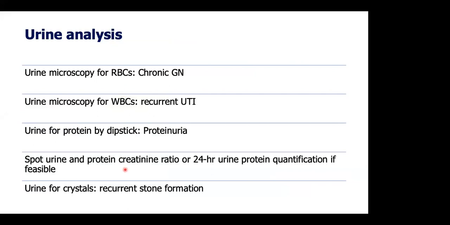If a dipstick is not available, or if you have to quantify adequately, you can use a spot protein creatinine ratio, or you can do a 24 hour urine protein quantification if feasible. We know that it is quite tough in children to do a 24 hour quantification, but if feasible, it can definitely be done. And urine for crystals can be done in certain stone forming diseases.